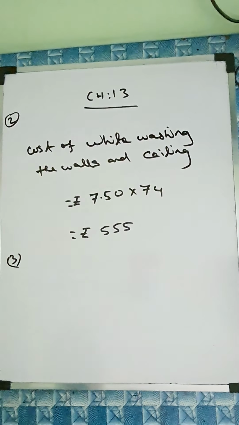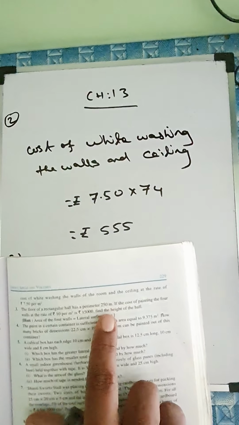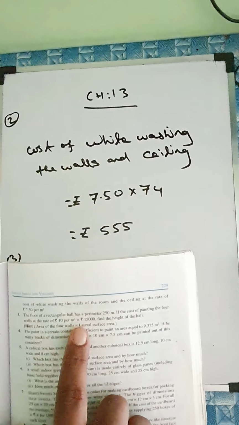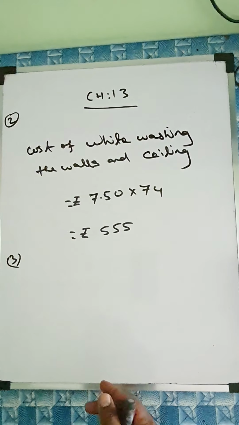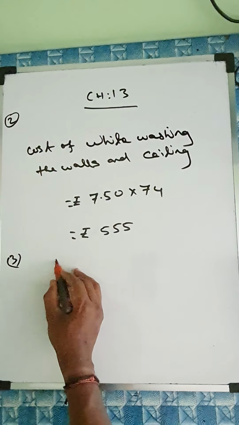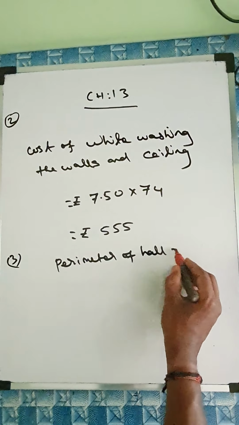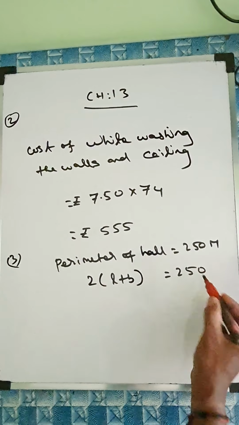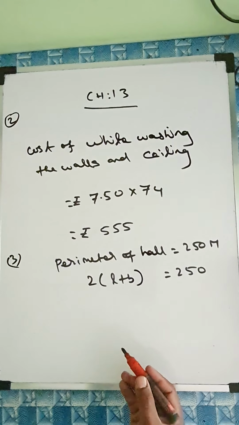Okay, now we'll go to question number 3. Question number 3: the floor of a rectangular hall has perimeter 250 meter. If the cost of painting the 4 walls at the rate of rupees 10 per meter square is 15,000, find the height of the hall. Okay, so here the perimeter of the hall is 250 meter. Perimeter of the hall means the perimeter of the rectangle, formula 2(L plus B) equal to 250.